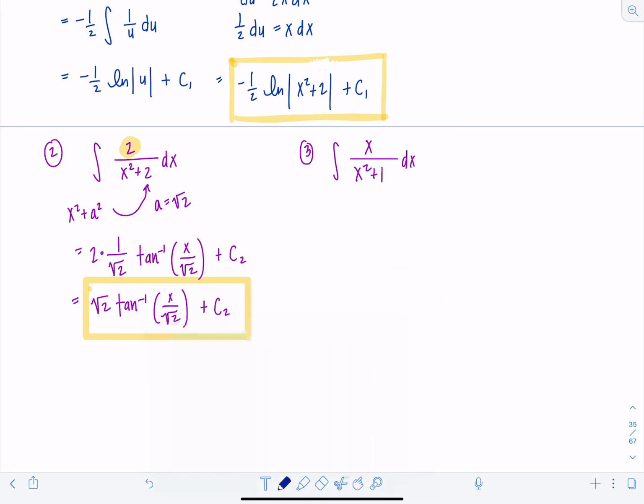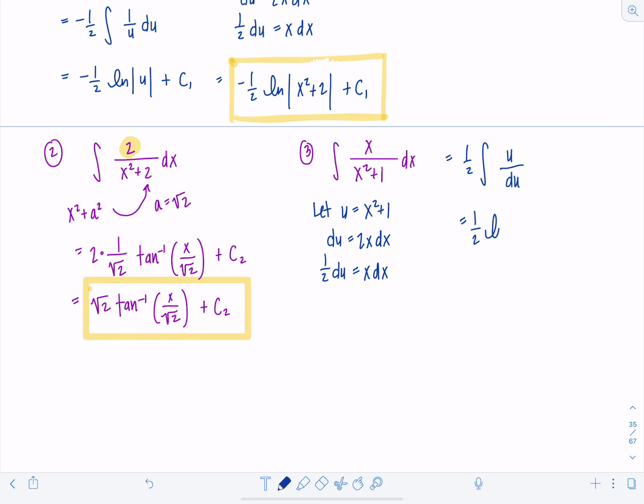And we're going to use the same u-sub as before. So we're going to let u equal x squared plus 1. Then du will be 2x dx. So 1/2 du is x dx. And then now I have 1/2 integral of 1 over u du, and then hopefully by now we can just jump to this is 1/2 natural log absolute value x squared plus 1 plus c3. Yes. This is also on the back burner now.